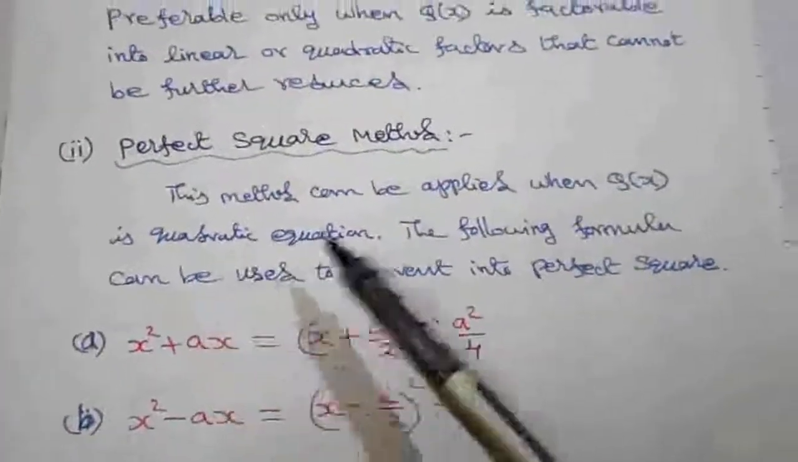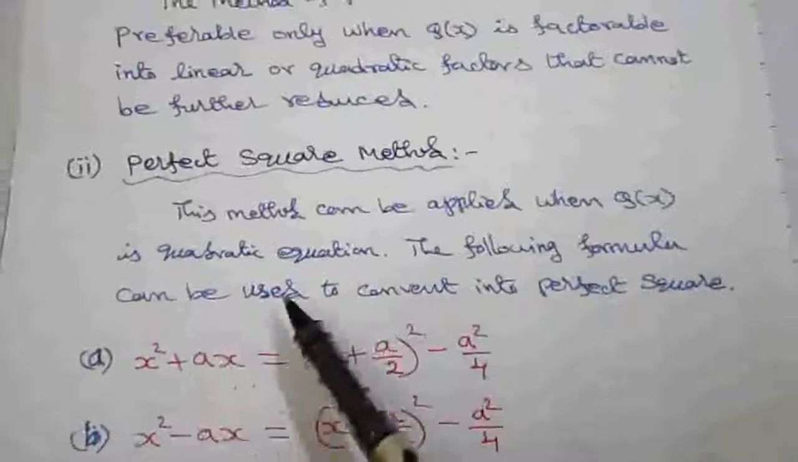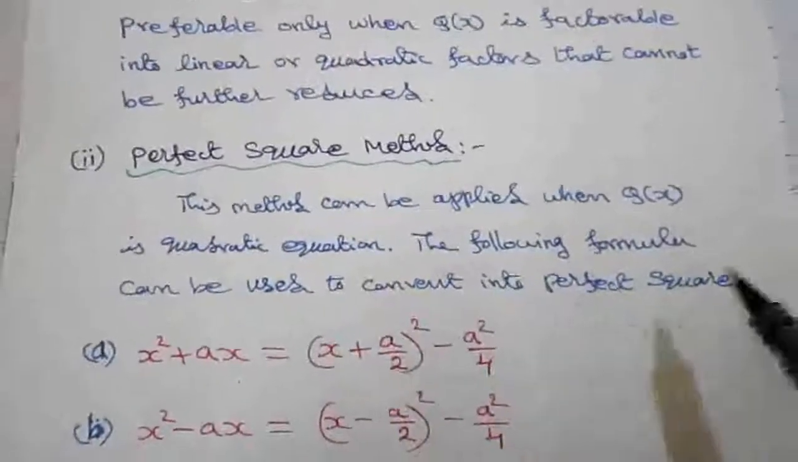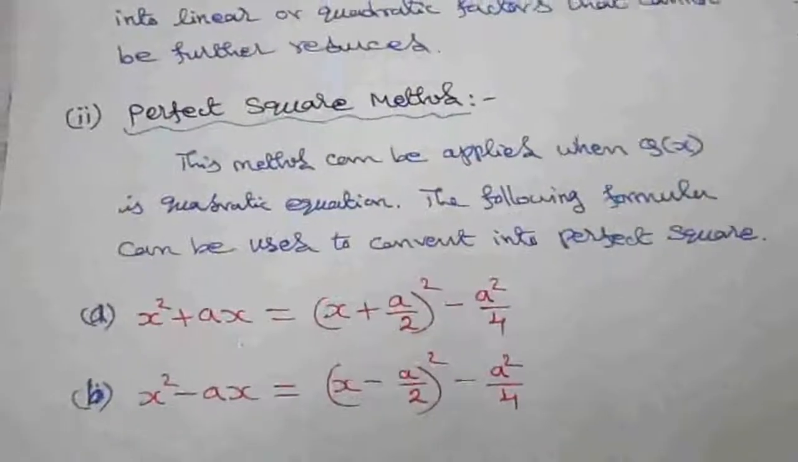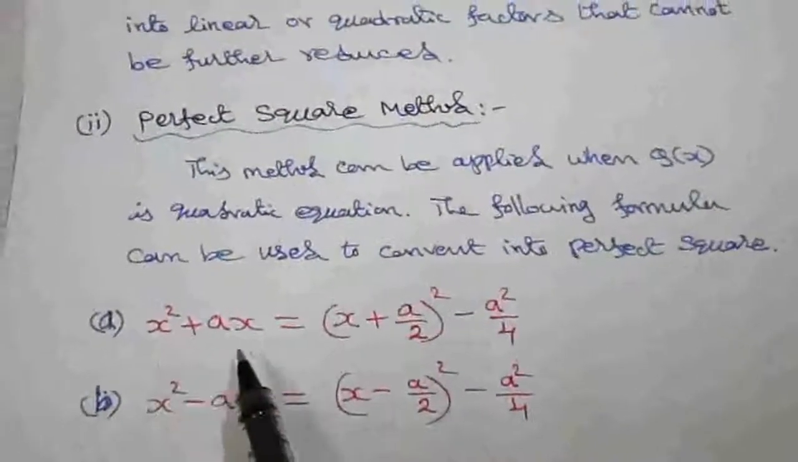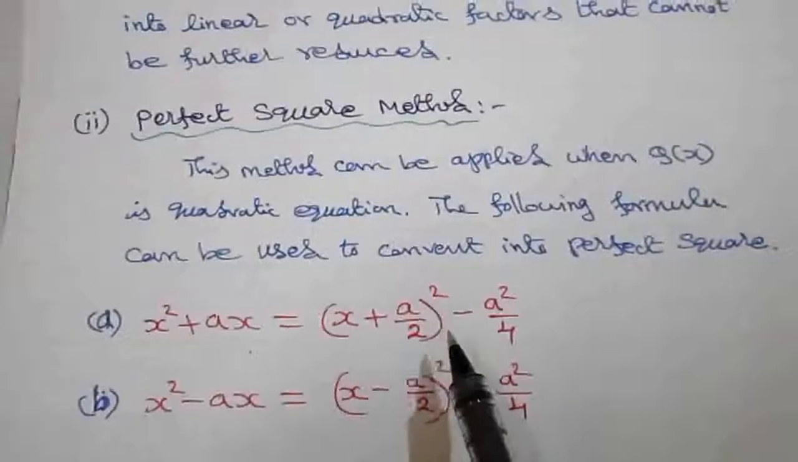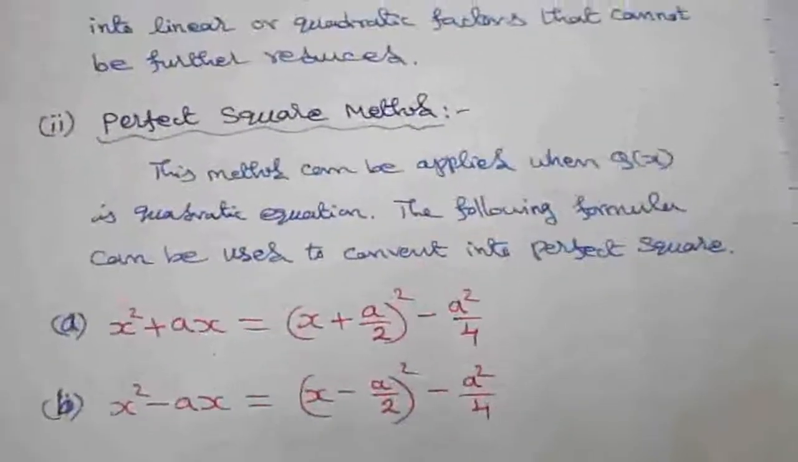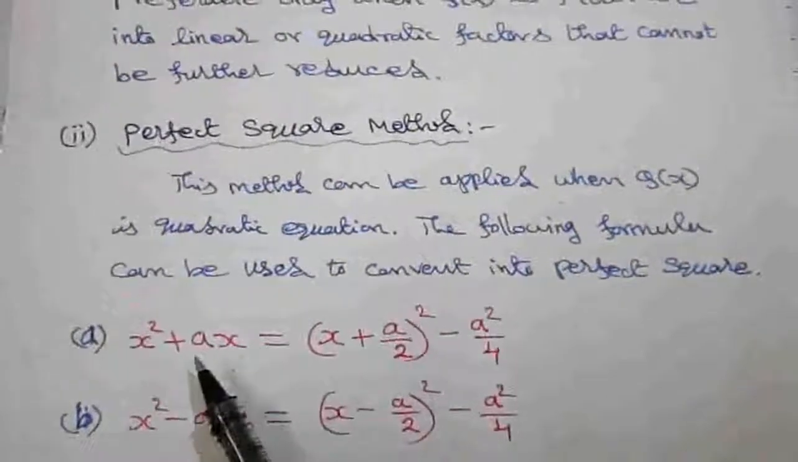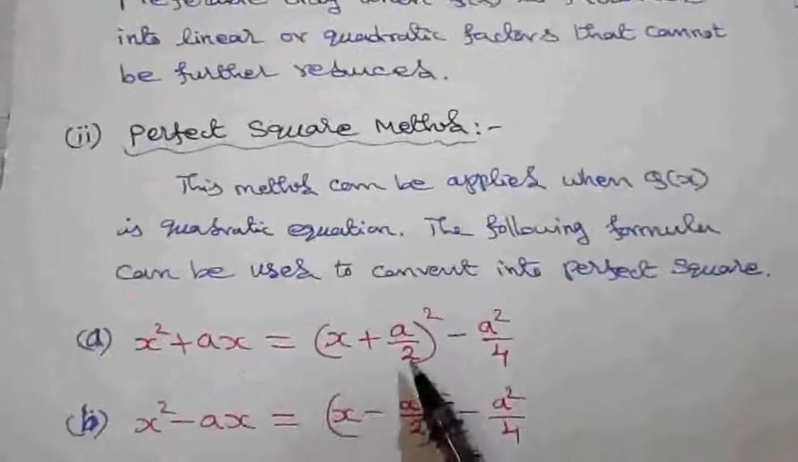The perfect square method can be applied when q of x is a quadratic equation. The following formulas can be used to convert into a perfect square. There are two formulas. x square plus ax converts into perfect square form as x plus a by 2 the whole square. What is x plus a by 2? The coefficient of x is a, divided by 2.